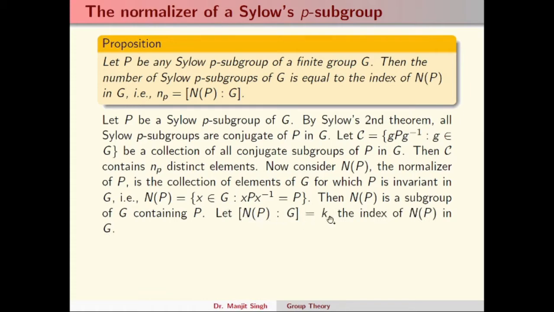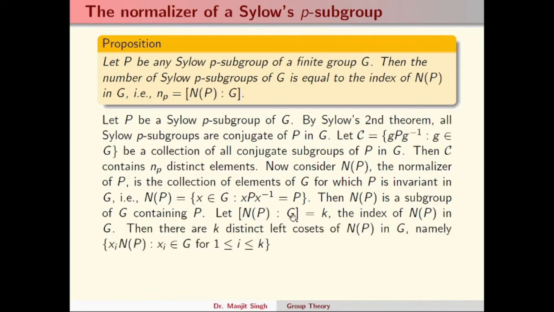Let the index of N(P) in G be k. It means that N(P) has k distinct left cosets in G, and therefore G can be written as a union of these left cosets. Because we are taking left conjugates, throughout this study we will take left cosets. If you take right conjugates, meaning x inverse Px, then we can make use of right cosets. Students should note this point. So there are k distinct left cosets of N(P) in G like this, and we know that G can be covered by these left cosets.